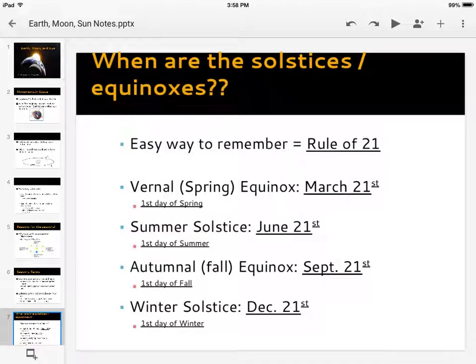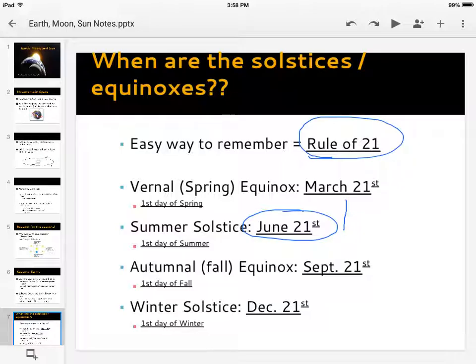And then the way to remember this is all of the solstices and equinoxes are on the 21st or around the 21st, and they're spread out by 3 months each. So in spring, you've got the first day of spring, that's March 21st. Then the days are getting longer and longer and longer until we get to the longest day, which is the first day of summer, that's June 21st.